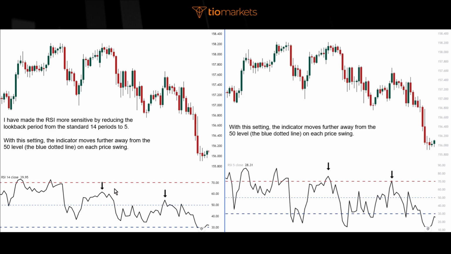On the left hand side we have RSI with 14 periods, and on the right hand side RSI with 5 periods, and it's exactly the same data. It's the same market, and I think it was Aussie CAD or Aussie Yen, and it's hourly data in both of the charts. You can see how at the same spots RSI 14 doesn't move into overbought area, but with the setting of 5 it does. And again here this value is about 55, and here we touch 70 and move slightly above it.